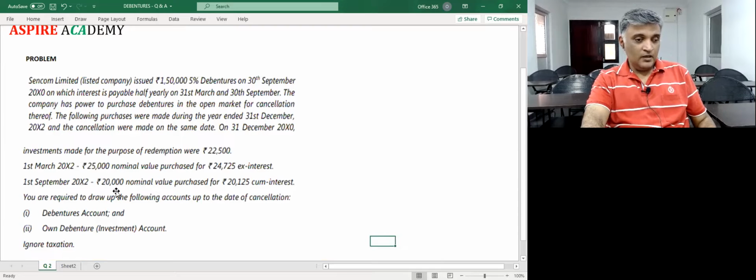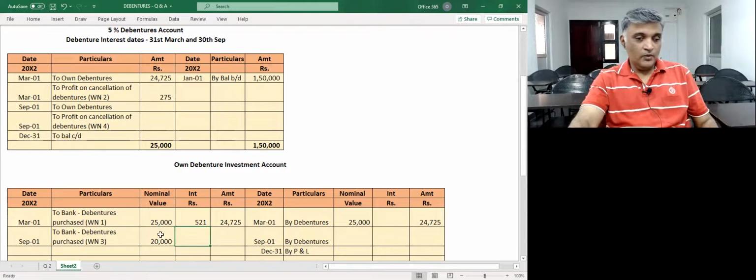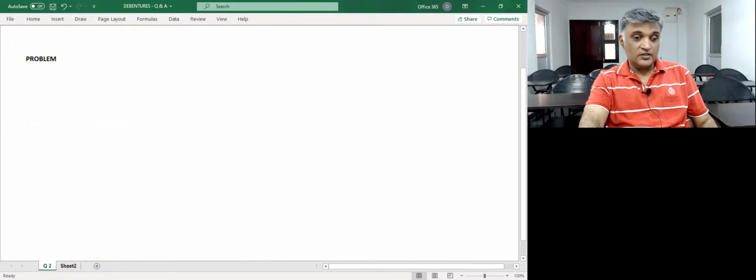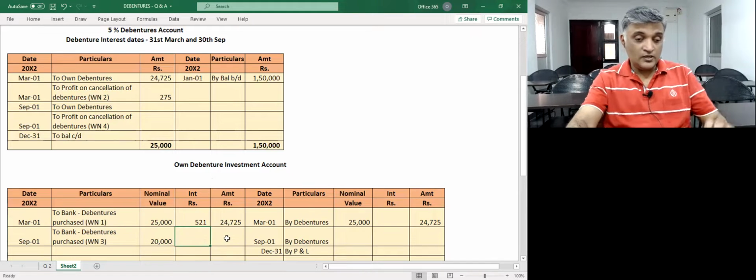Now let's look at the second purchase. 1st September, we are again purchasing 20,000 rupees nominal value for 20,125 cum interest. So nominal value is 20,000, so let's put 20,000 in the column. But the most important thing is the total amount paid is 20,125, which is including interest. It's cum interest. So we need to segregate. What is the interest component of this?